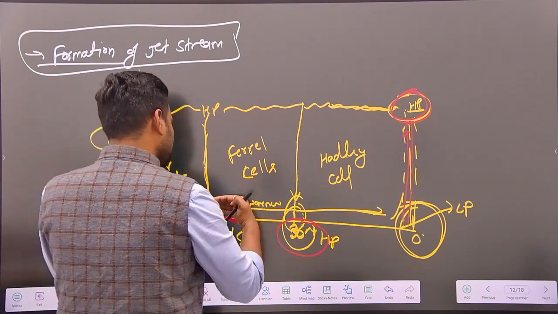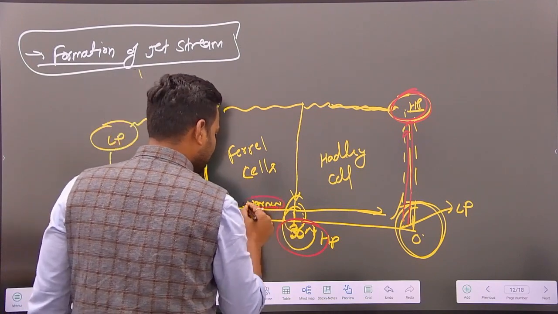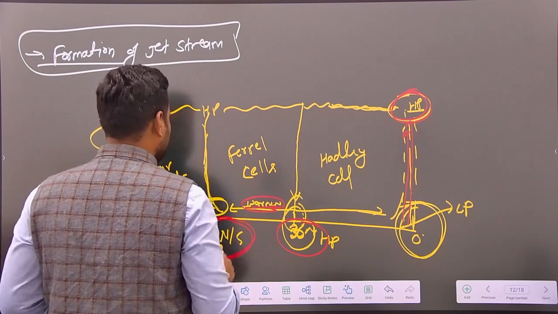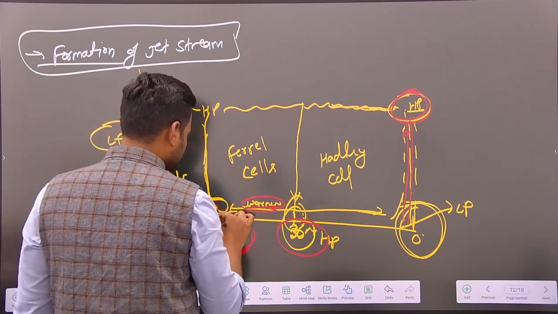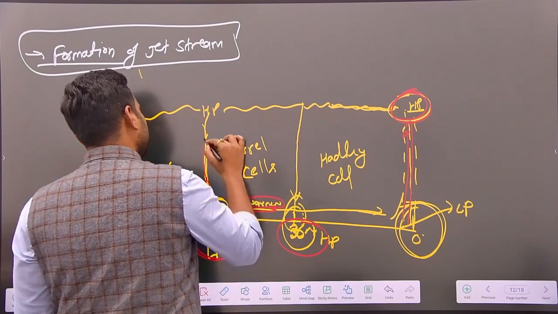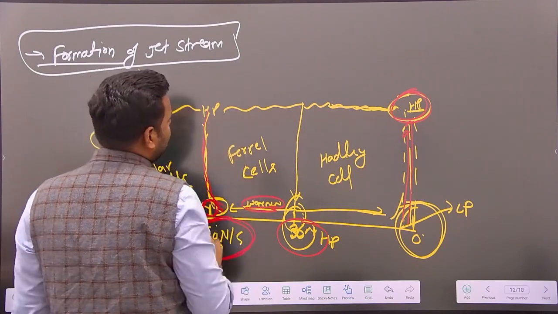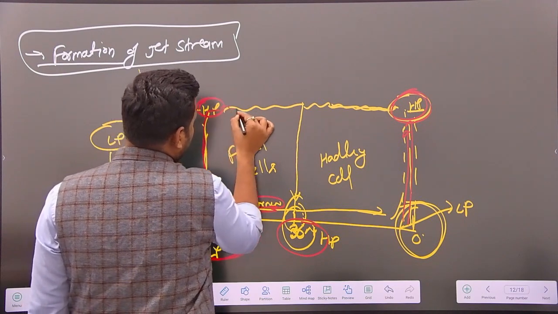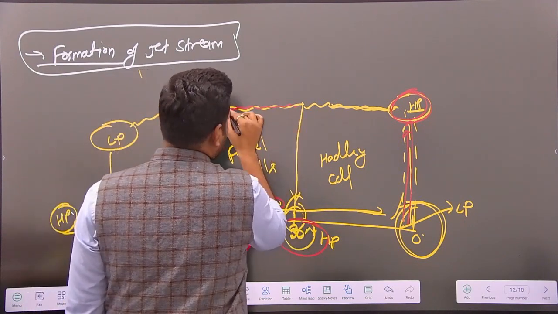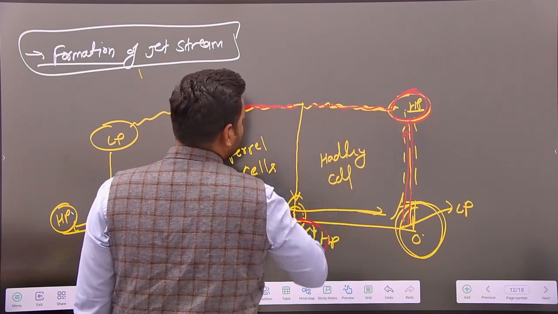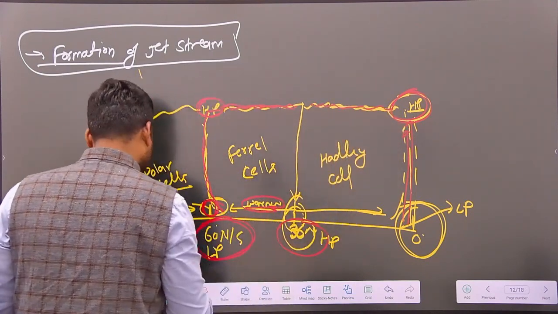Here is the convergence of air masses. This air mass is warm and this air is cooler. When both converge, there is a formation of a front, and with the help of the slope the warmer air rises, and here there is also development of high pressure. High pressure moves towards the low pressure, and here high pressure moves towards the low pressure.